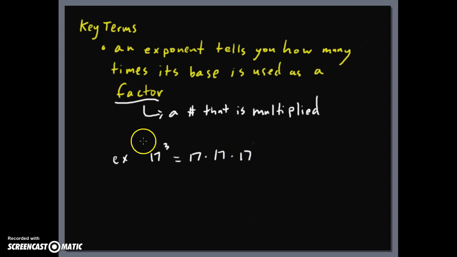So you're going to see this word used throughout the homework today. How many times is the base being used as a factor? Well, if the exponent's 3, then the base is being used as a factor 3 times.